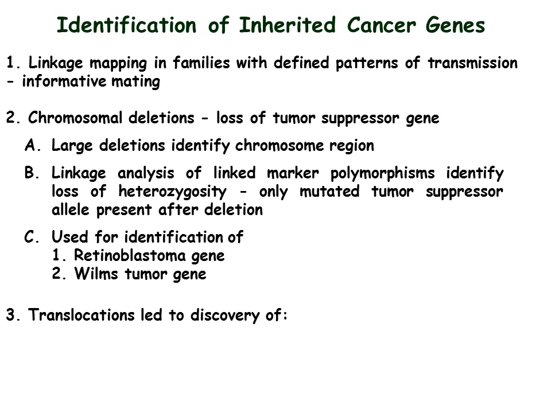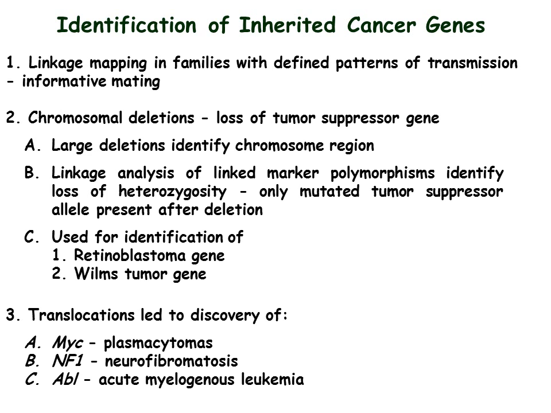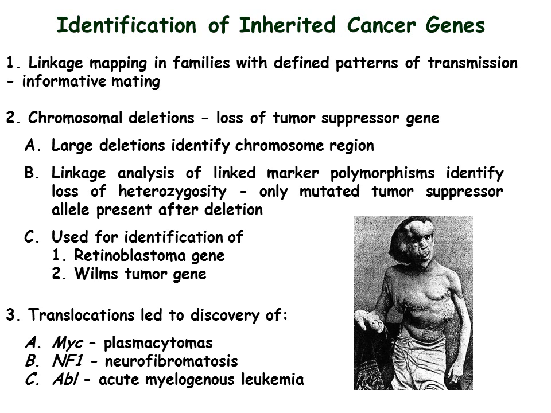Translocations did speed up things a little bit, and that led to the discovery of MYC, with plasmacytomas or multiple myeloma, NF1, which is neurofibromatosis, and of course ABL, which we talked about with CML, chronic myelogenous leukemia. The slide shouldn't say acute, it should say CML. Oh well. And then, of course, the neurofibromatosis, the classic example is the elephant man, as you see over here.